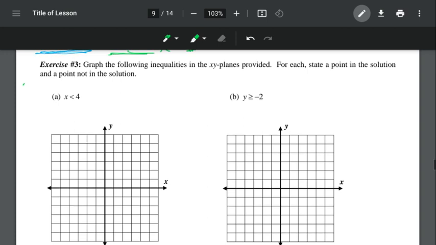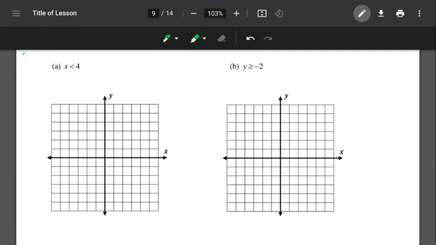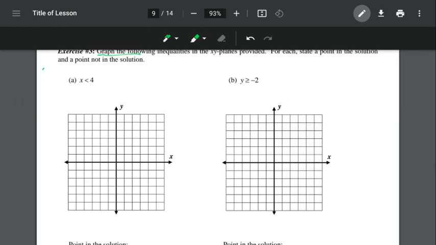So exercise 3 says graph the following inequalities in the XY planes provided. Here we go, graph. For each, state a point in the solution and a point not in the solution. This is good practice because on your next quiz, you're going to have to do the same thing. State a point in the solution and a point not.